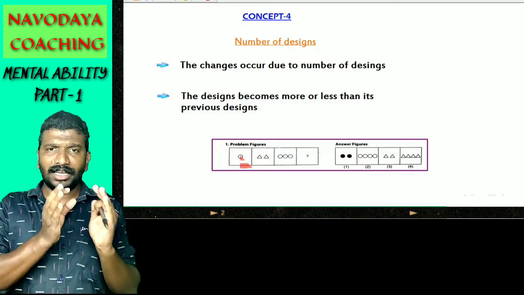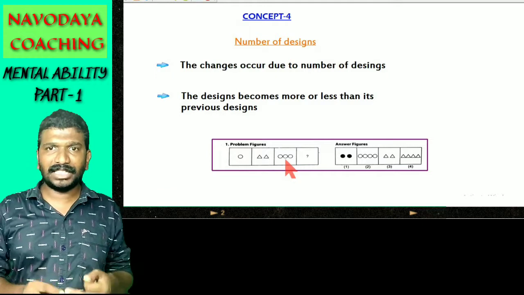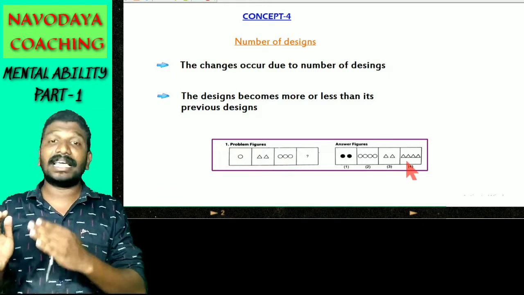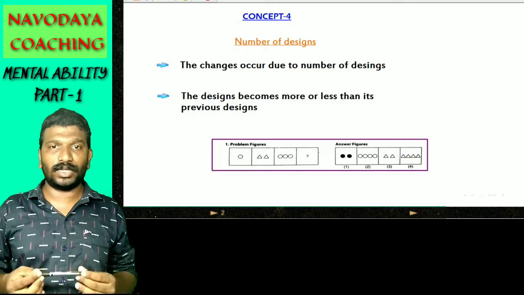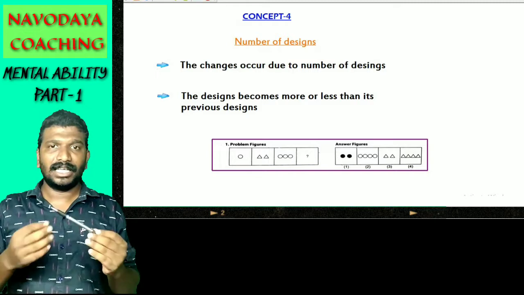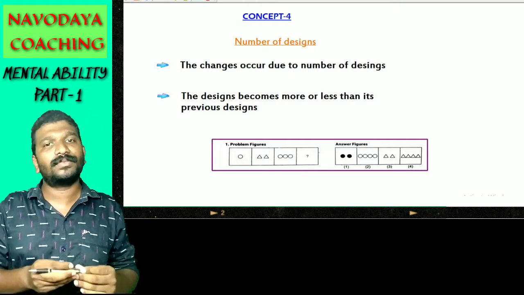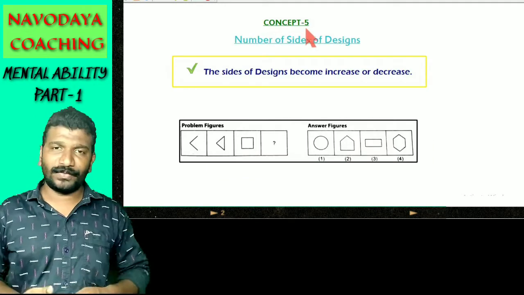So shall we check? In the first question figure there is circle, in the second there is triangle, in the third there is circle. Automatically in the fourth the triangle must come. So the answer is the fourth one. This concept is the increasing and the decreasing of the number of designs. Next, shall we go to the concept number 5.